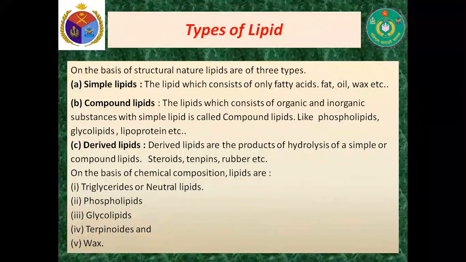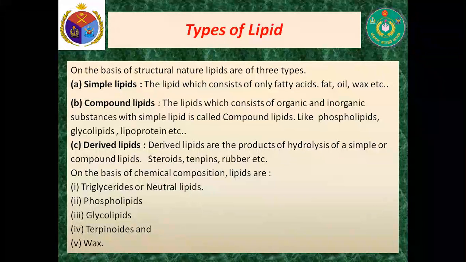Now, types of lipid. On the basis of structural nature, lipids are of three types. One is simple lipid, then compound lipids, and lastly derived lipids. The lipid which consists of only fatty acid is called simple lipid. Fat, oil, wax, etc. are simple lipids.